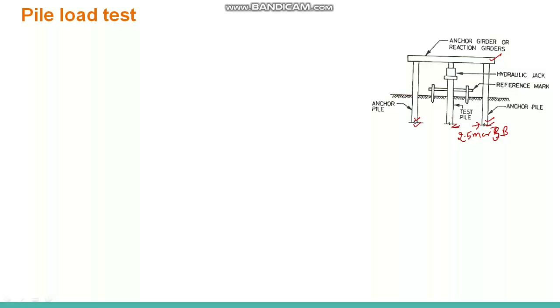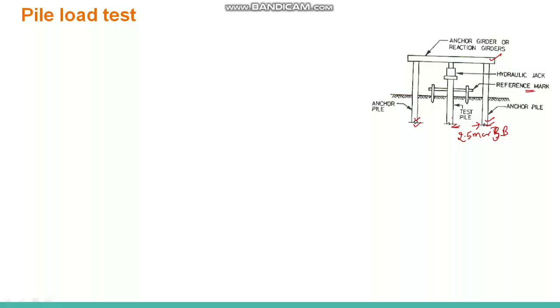We measure the settlement of the pile with reference to this reference mark, by using the dial gauge. So we set up the dial gauge here also, and by using the dial gauge we take the pile movement measurement.